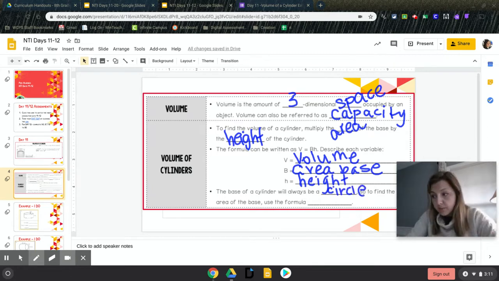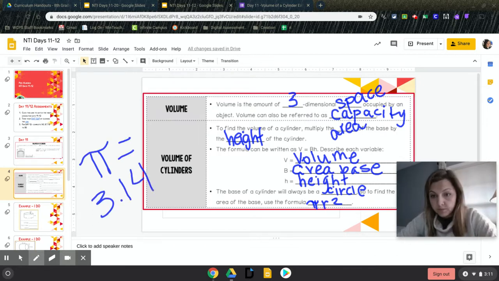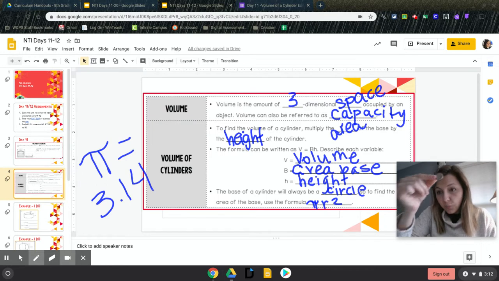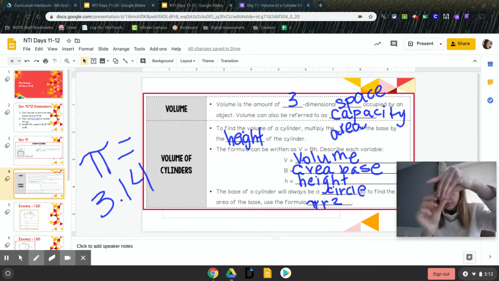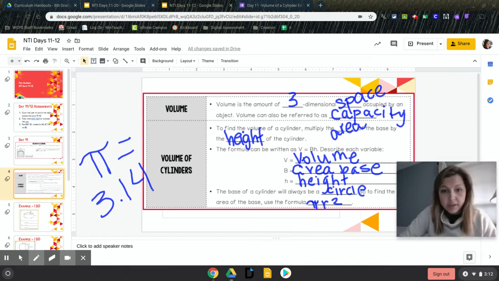So to find the area of the base, we use the formula pi r squared, where pi is equal to 3.14. Okay? Because that is how we find the area of a circle. So all we have to do is multiply it by the height, kind of like our coins. If we found the area of one coin, we could multiply it by the height to find out the entire volume or the entire space taken up by all of the coins.